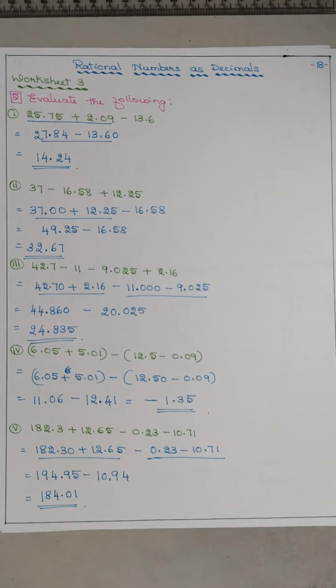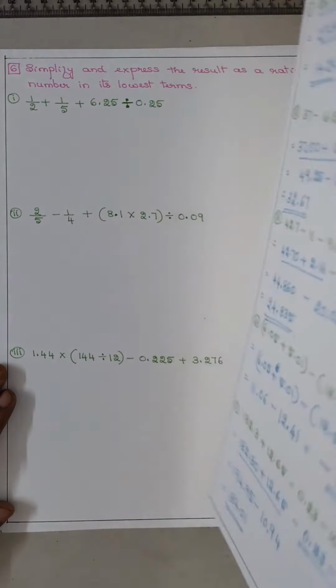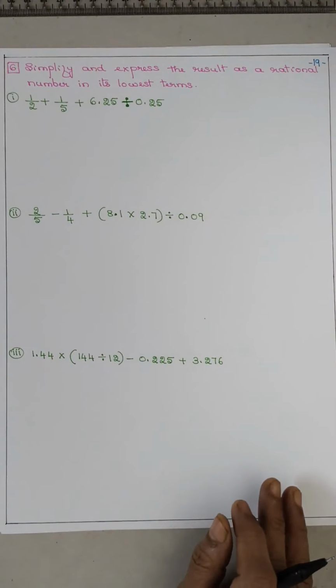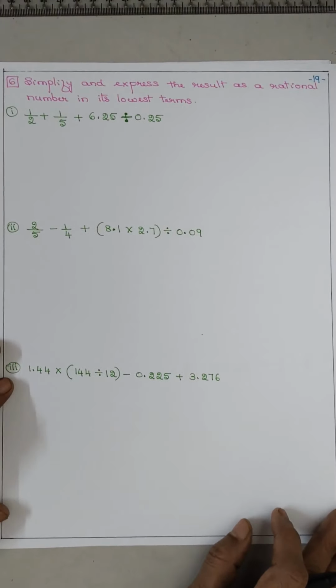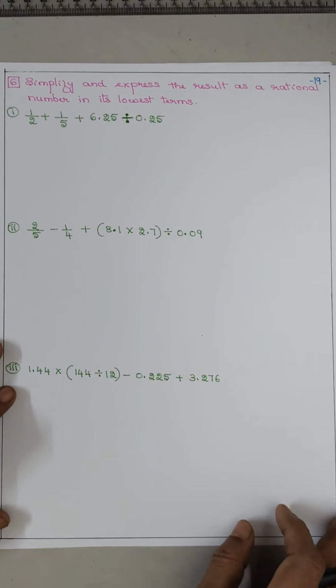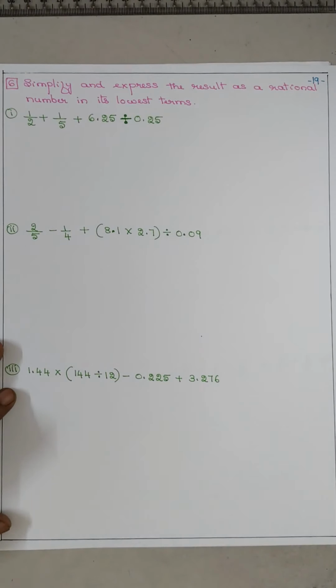Okay, so that was question number 5. We have finished all the 5 sums. Now coming to question number 6. Simplify and express the result as a rational number in the lowest term. So we have to simplify and then write in the rational form, that is p by q.